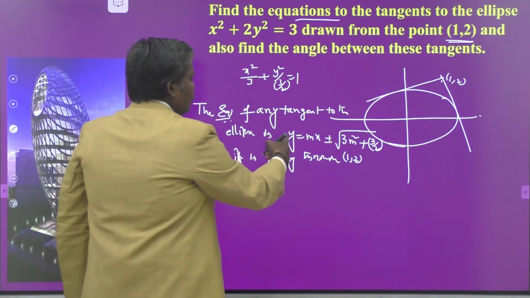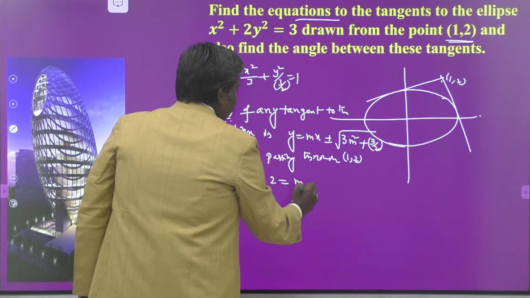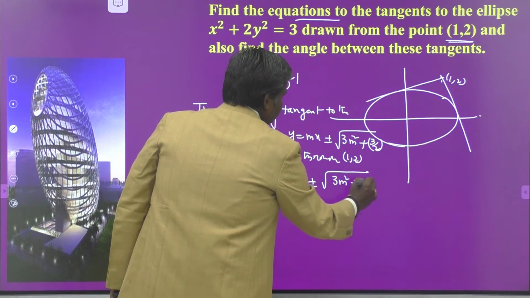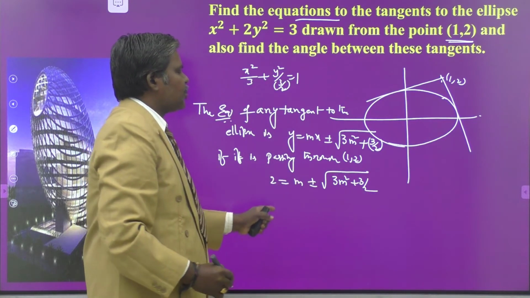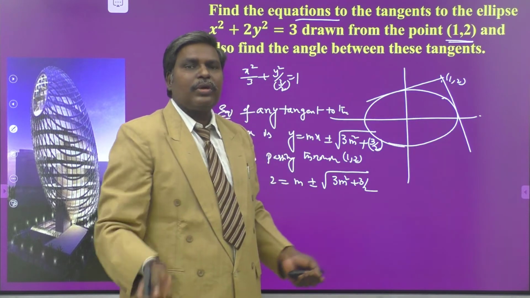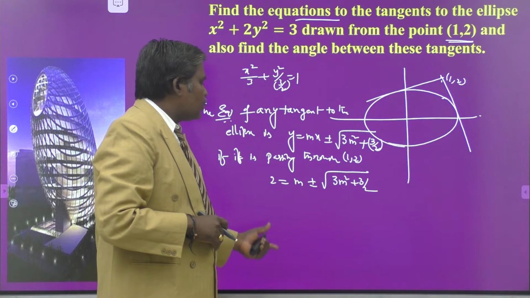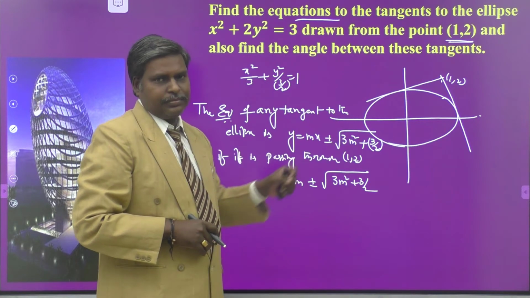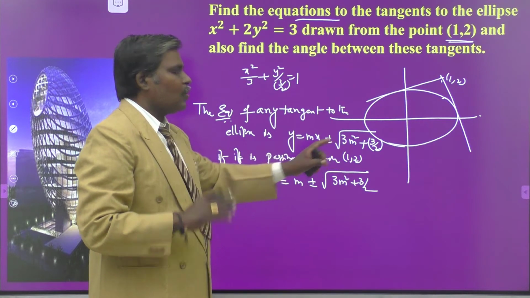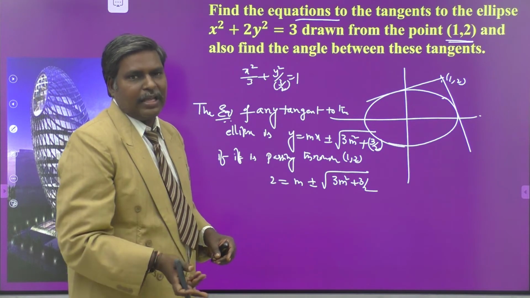substitute y by 2 and x by 1. 2 = m ± √(3m² + 3/2). By solving this equation, we obtain the required slopes. You know the point also, so you can write the equation of tangent. After getting the m values, don't substitute here itself, because once you substitute, we obtain 4 equations, in which 2 of them are success, 2 of them are fail.